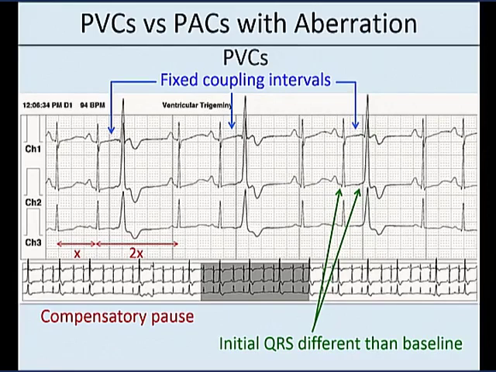So just a 3-channel Holter monitor that somebody had, and they had some premature beats coming along here. So what are these? Well, we have these fixed coupling intervals on several examples that favors ventricular activation, ventricular origin, as opposed to supraventricular with aberration. Here is 1 RR interval. Here is the measurement of 2 RR intervals. So this is a totally compensatory pause here.